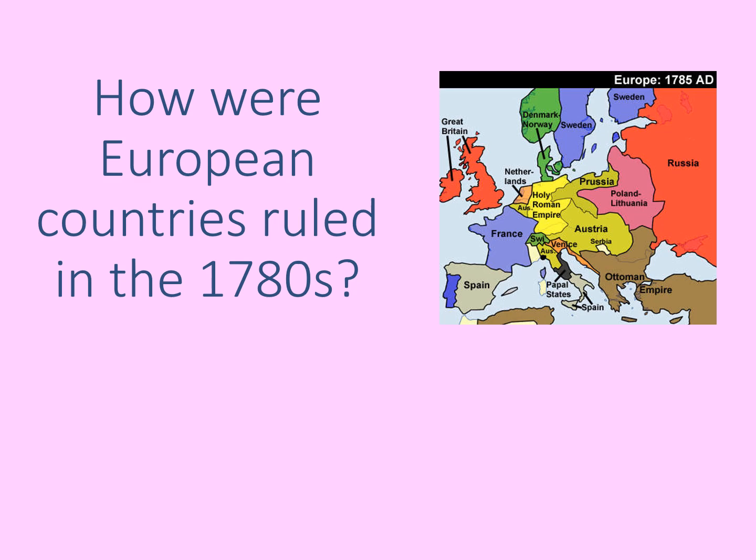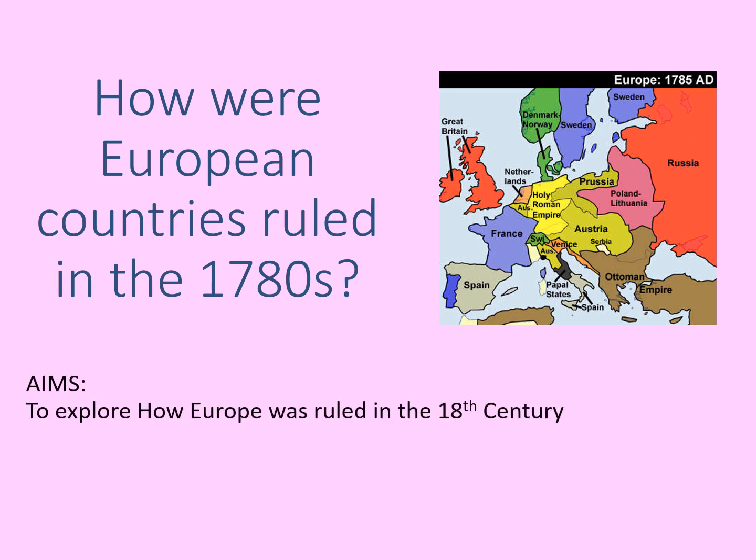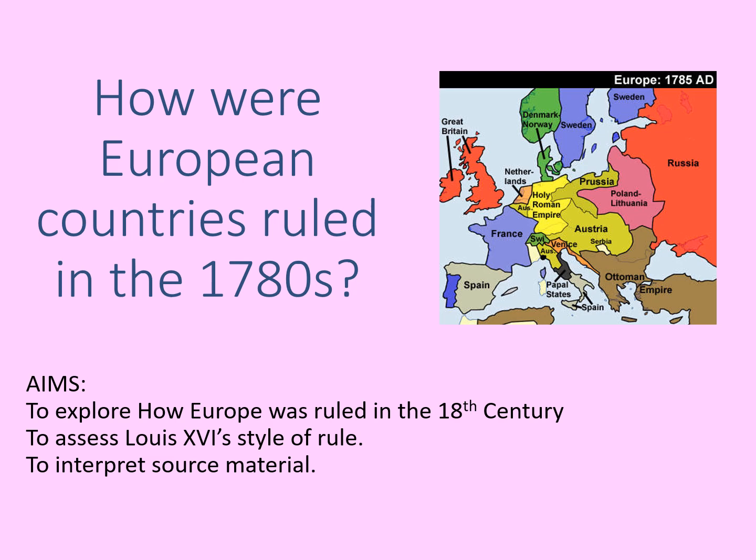Welcome to this online lesson on how were European countries ruled in the 1780s. Have a look at the map of Europe first of all. You might well notice some differences from how the map of Europe looks today. Well, that just shows you that even though the landmass doesn't change, the countries and who rules where can change very dramatically. So the aims of this lesson are to explore how Europe was ruled in the 18th century and to assess Louis XVI's style of rule and to interpret source material.